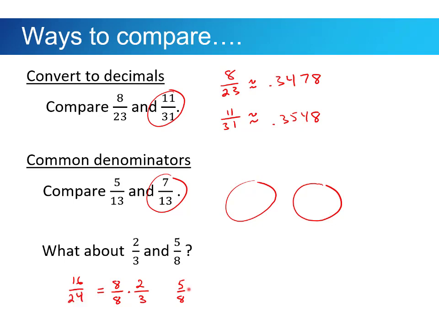16/24. Now what will I do on the right? To get the same denominator of 24, now I need to multiply by 3/3. This gives me the fraction 15/24. Now I have common denominators. So you can take two fractions and force their denominators to be the same, 24, which tells me that I look at the numerators and the 16 is greater. So 2/3 is greater than 5/8.